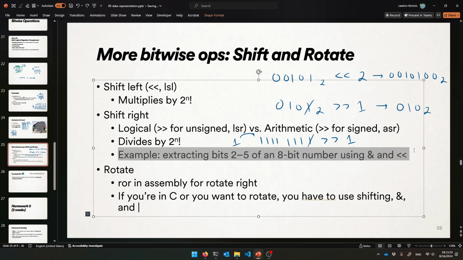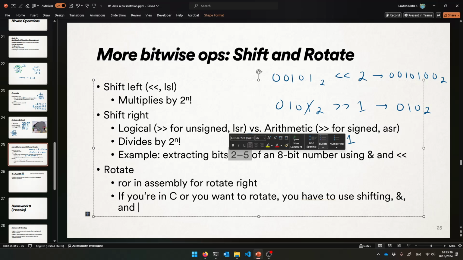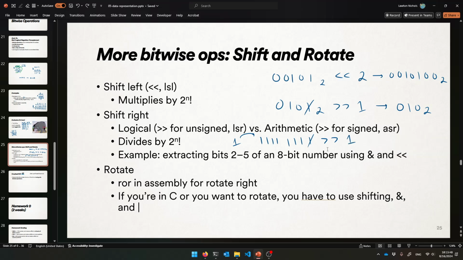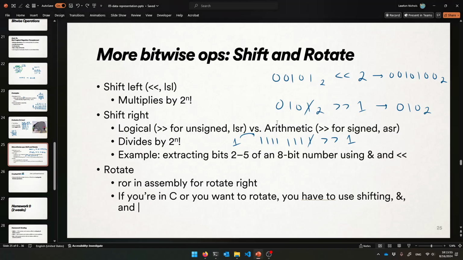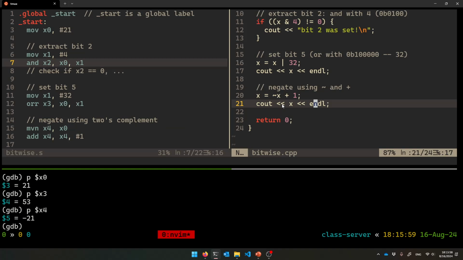So let me just show you an example of shifting and using cool ideas that are on this slide and previous slides. Let's say we've got a number, and I would like to extract bits 2 through 5 of that number. What does that mean? I'll use AND, and I will also use left shift to do it. If it's 8 bits, I guess I have to make an 8-bit number.